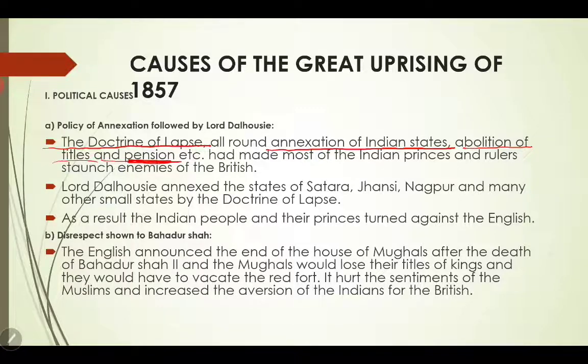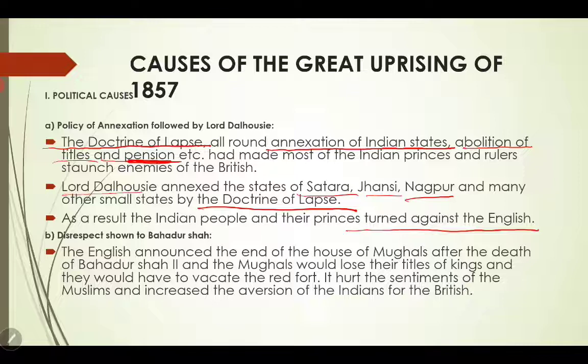So because of this, the Marathas raged against the Britishers. With the help of the doctrine of lapse, Lord Dalhousie was able to capture Satara, Jhansi, Nagpur, Sambalpur, Bhagat, Jaipur, and many other small states. And this one turned out to be one of the biggest reasons for the uprising of 1857.